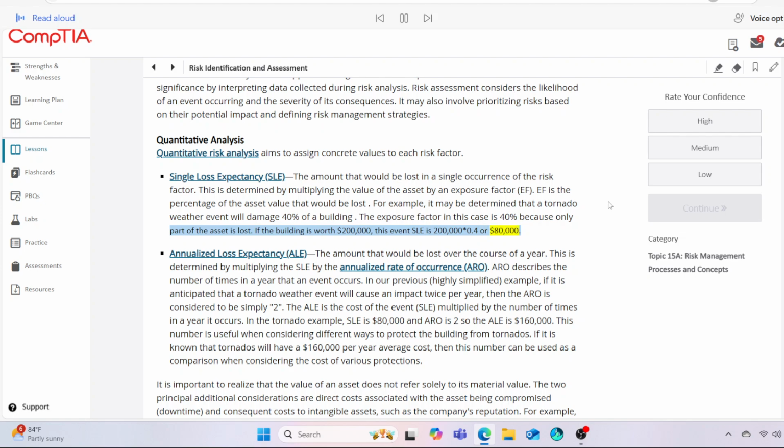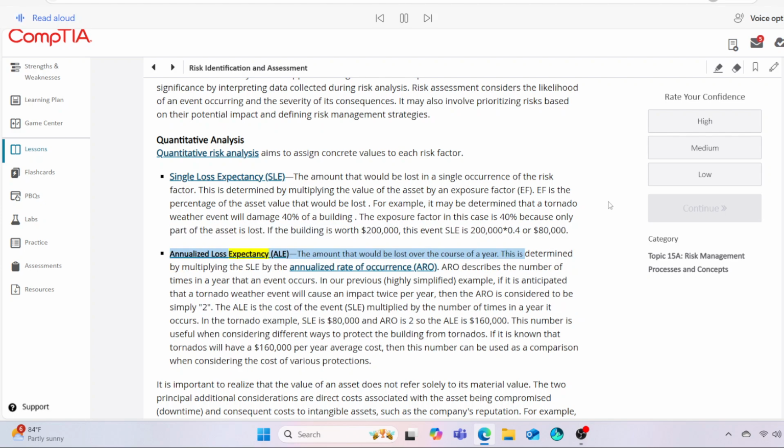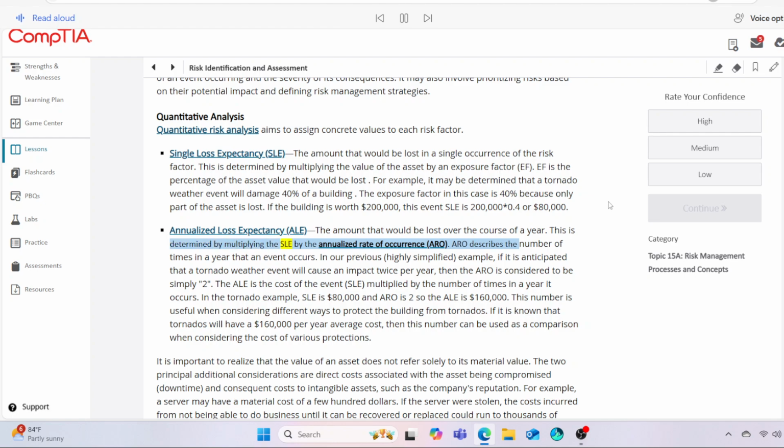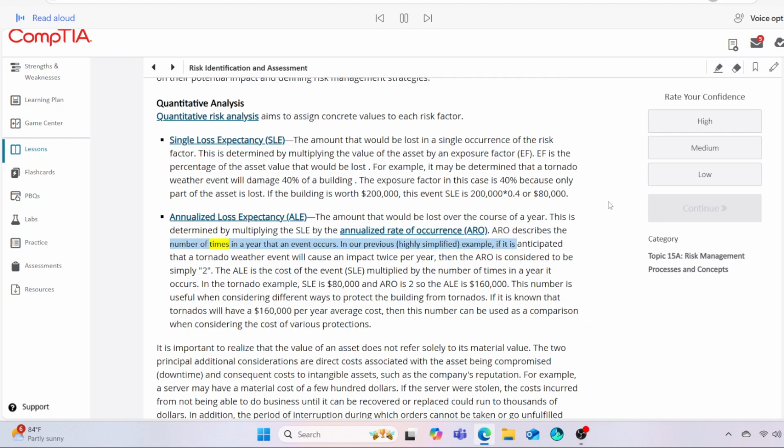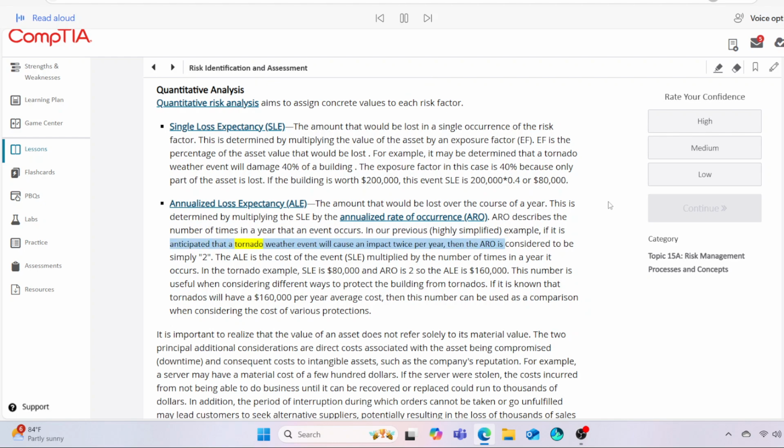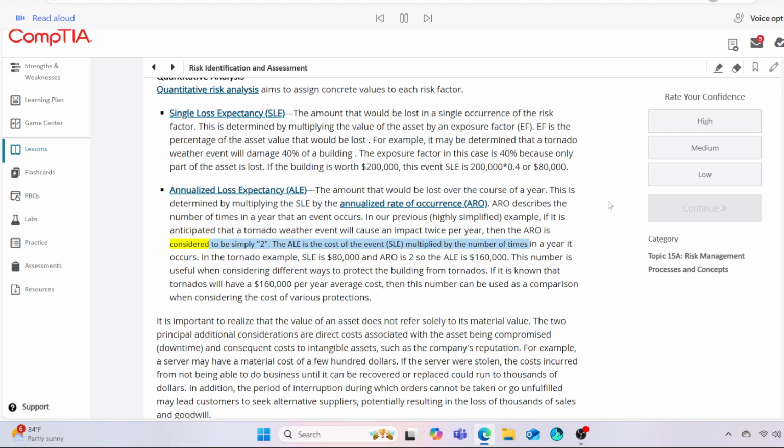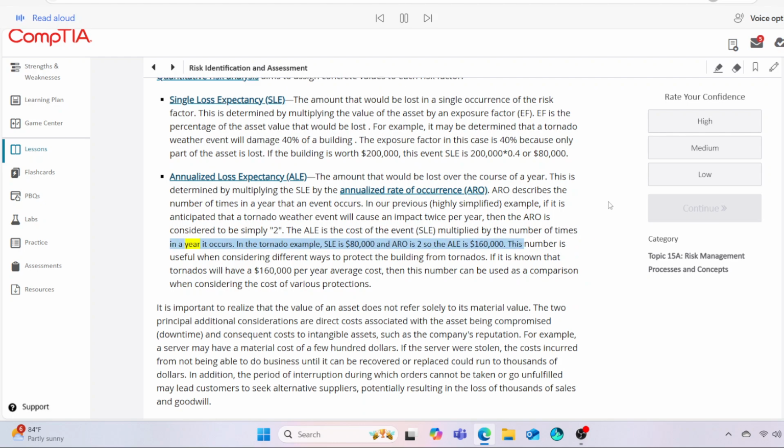200,000*0.4 or $80,000. Annualized loss expectancy, ALE, the amount that would be lost over the course of a year. This is determined by multiplying the SLE by the annualized rate of occurrence, ARO. ARO describes the number of times in a year that an event occurs. In our previous, highly simplified example, if it is anticipated that a tornado weather event will cause an impact twice per year, then the ARO is considered to be simply 2. The ALE is the cost of the event, SLE, multiplied by the number of times in a year it occurs.